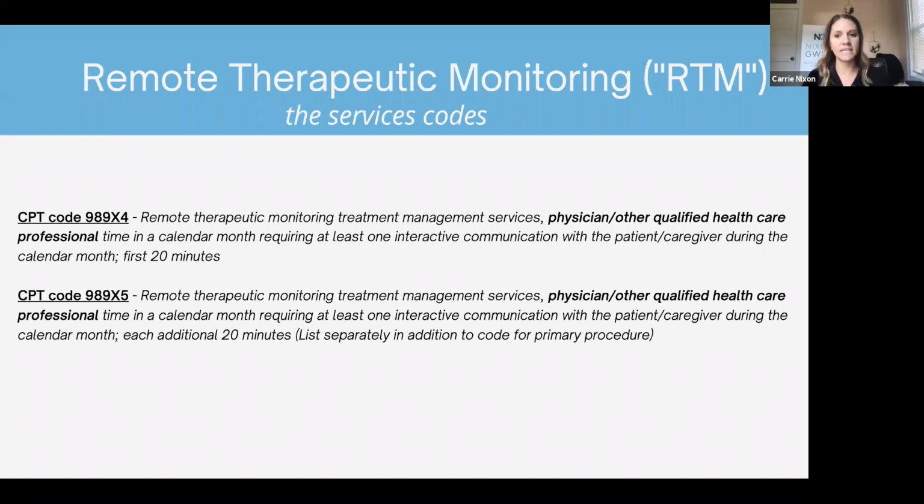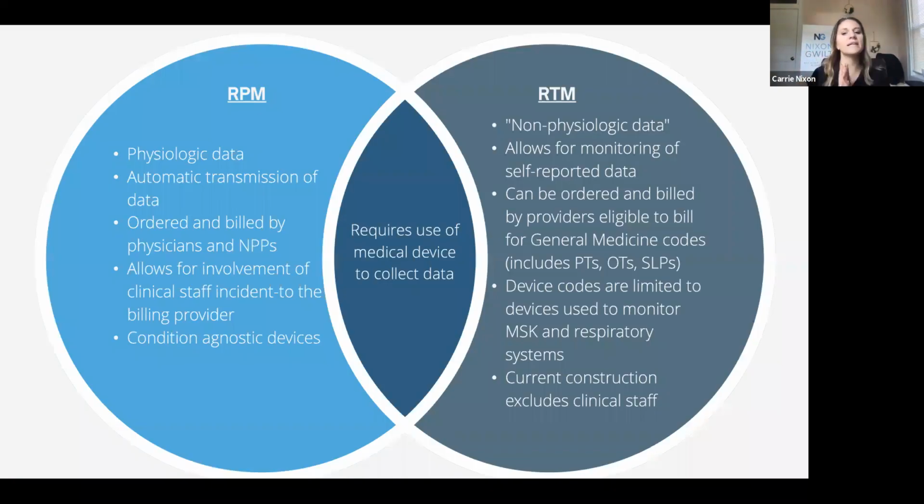So for now, just keep in mind that there are 2 codes. One is for the initial 20 minutes of time that is spent in the month, and the second is this 989X5, which is for each additional 20 minutes that is spent above and beyond that initial 20 minutes. Okay, so I've created this fun Venn diagram here so that we can compare RPM and RTM, so you can see very clearly what the differences are as the codes have been proposed and what the similarities are.